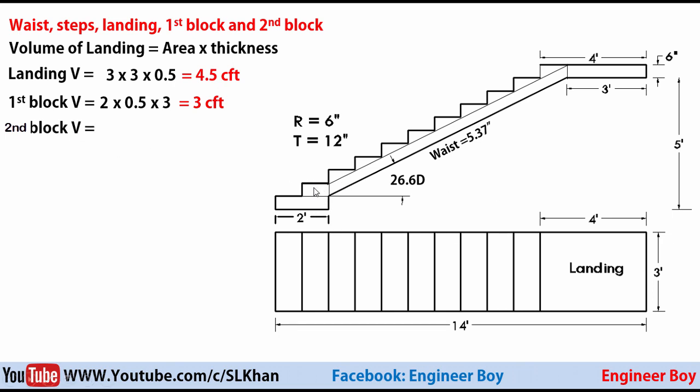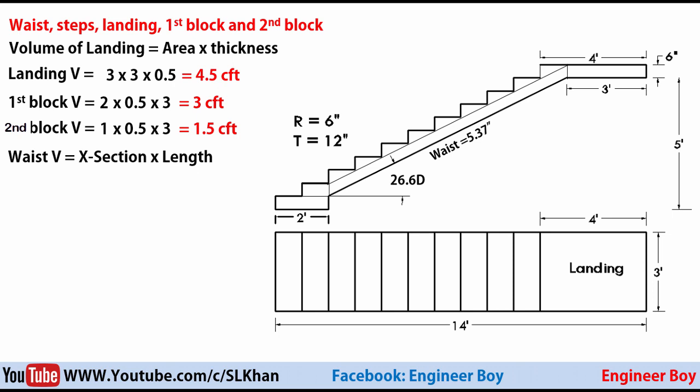Then the second block, which is also a rectangular prism. Its breadth is 12 inches, or 1 foot, times its thickness, again 0.5 feet, or 6 inches, and the length is the same, 3 feet. So we get 1.5 CFT.